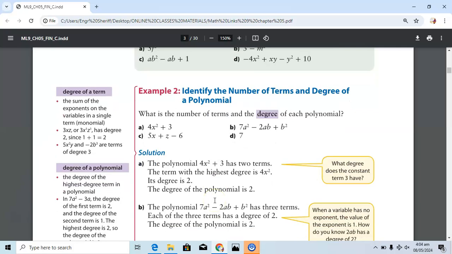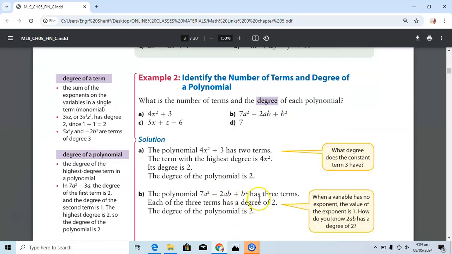Now for 7a squared minus 2ab plus b squared, the degree is still also equal to 2. Don't forget, this simply equals 3 terms. So the degree is also equal to 2 because the highest power of the unknown here, which is a squared and b squared, is simply equal to 2. Take note, even the degree of ab is still 2 because a is a single degree, which is 1, b is a single degree, which is 1, and therefore the degree is equal to 2 because 1 plus 1 gives us 2. Take note of that.